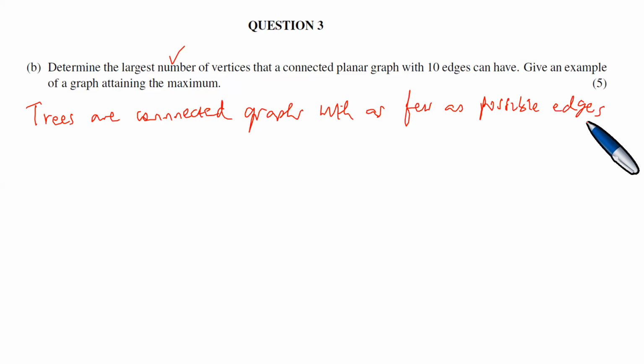We effectively are saying trees are connected graphs with as few possible edges. We need to give an example of a graph attaining the maximum. So let's discuss this. Trees are connected graphs with as few as possible edges.